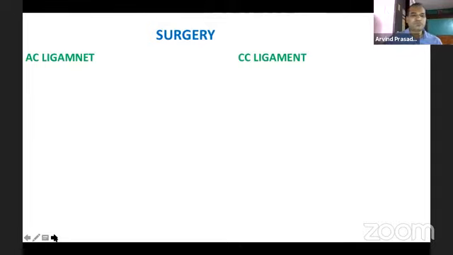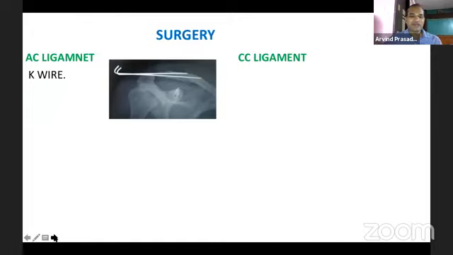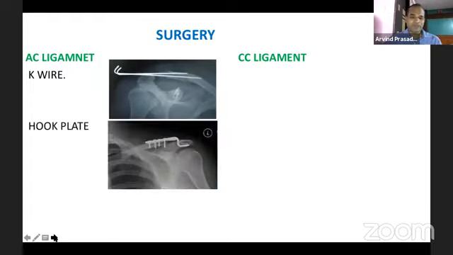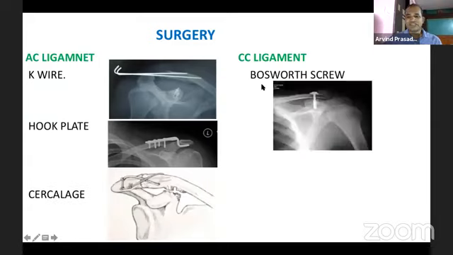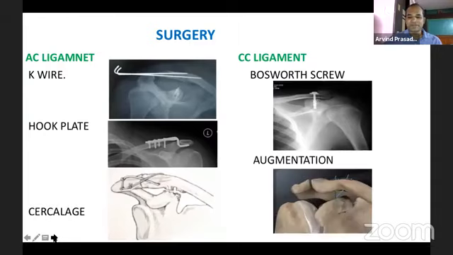In the surgery, there are two parts, the AC ligament part and the CC ligament part. For the AC ligament part, there is the K-wire, that is the Phemister method, no longer used nowadays because of migration of the K-wire even to the lung area. And the hook plate is a mechanically very strong construct. Then there is the cerclage along the CC ligament and AC joint. And for the CC, there is the screw, if there is bicortical purchase of the coracoid, again a very strong mechanical construct. And there is augmentation of this part as well.